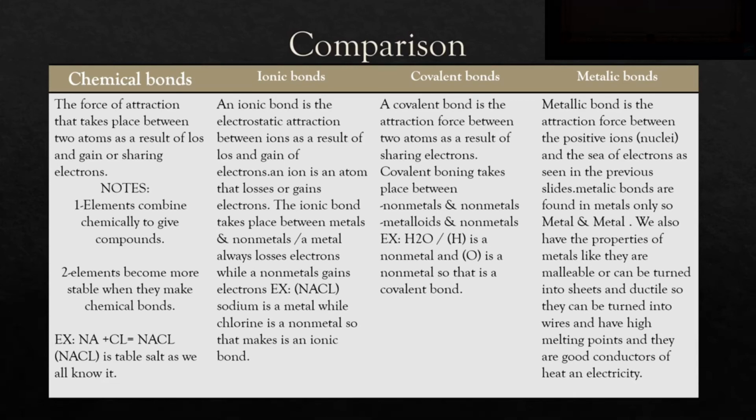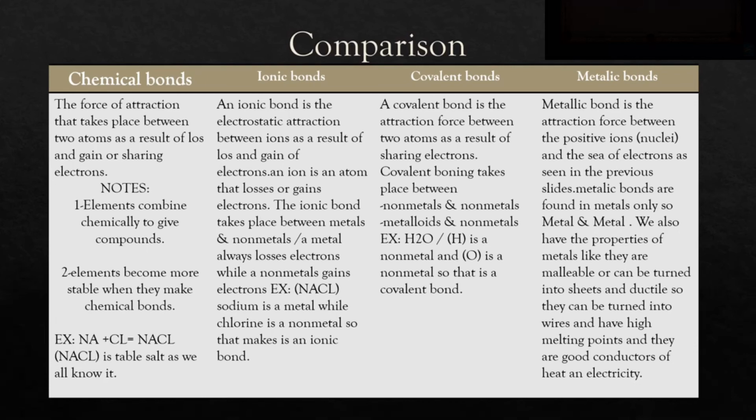Second type, covalent bonds. A covalent bond is the attraction force between two atoms as a result of sharing electrons. Covalent bonds can take place between nonmetals and nonmetals, or between nonmetals and metalloids. Example, H2O, which is water. Hydrogen is a nonmetal, and O is a nonmetal. So when they combine, they make a covalent bond.